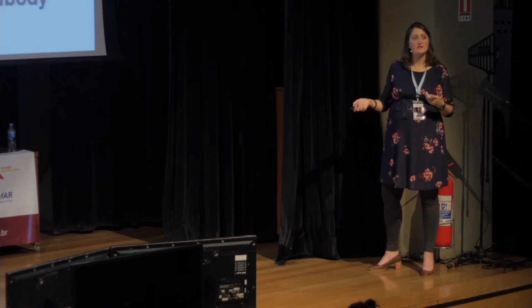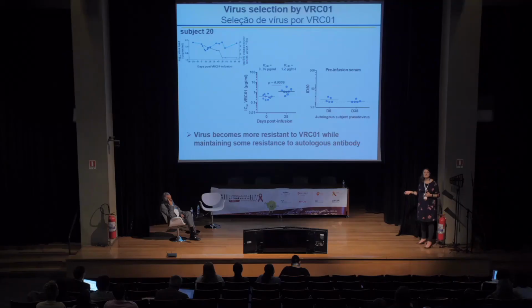So it's also something you want to think about in cure strategies, that if you're counting on using autologous antibodies to participate, most likely all the viruses in that person are resistant to that antibody. On the other hand, viruses that are sensitive to the antibody, their own antibody, are not going to grow out.